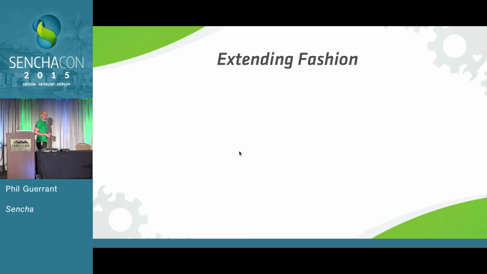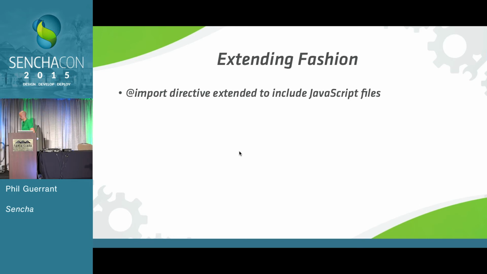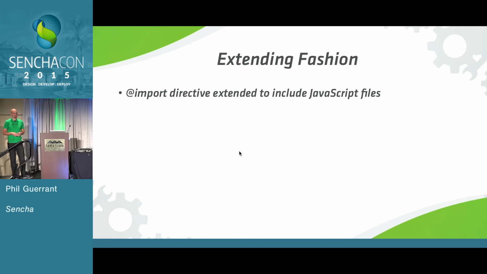So I mentioned earlier that Fashion provides a pretty neat JavaScript API for writing your own custom extensions. So let's dive in real quick and see how that all works. If you've ever used Sass, you know about the import directive, and it's always been used to import other Sass files. In Fashion, we've extended it to include JavaScript files as well.